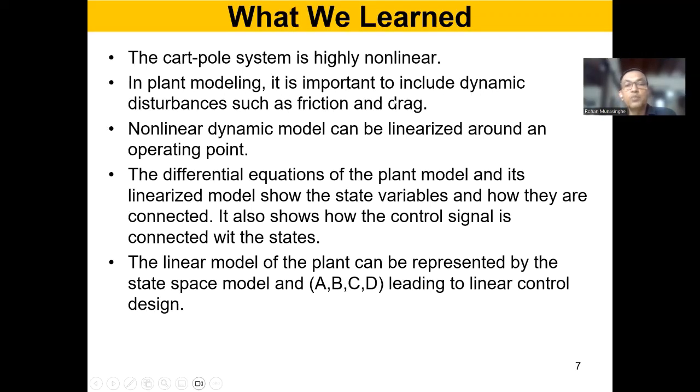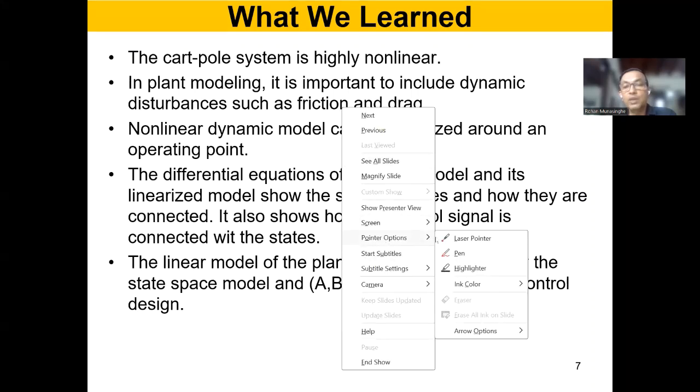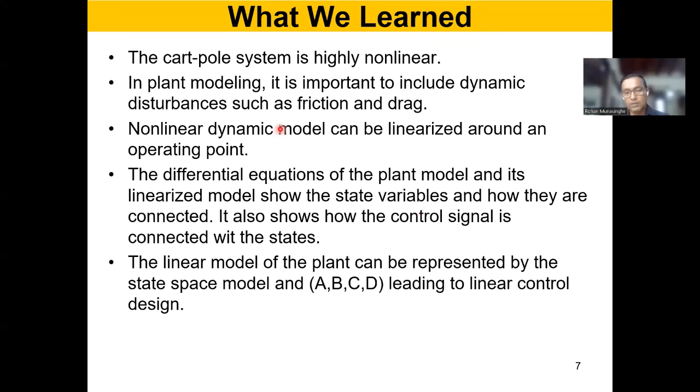And in plant modeling, it is important to include dynamic disturbances such as friction and drag. So wherever possible, try to include friction, drag, and that kind of basic disturbances. Otherwise, the model that you have would be a highly idealistic model, which is not practically complying to any practical conditions. Initially, you may assume a frictionless, dragless condition to build some confidence, but that's not enough. Immediately after that, you have to introduce these disturbances, right?